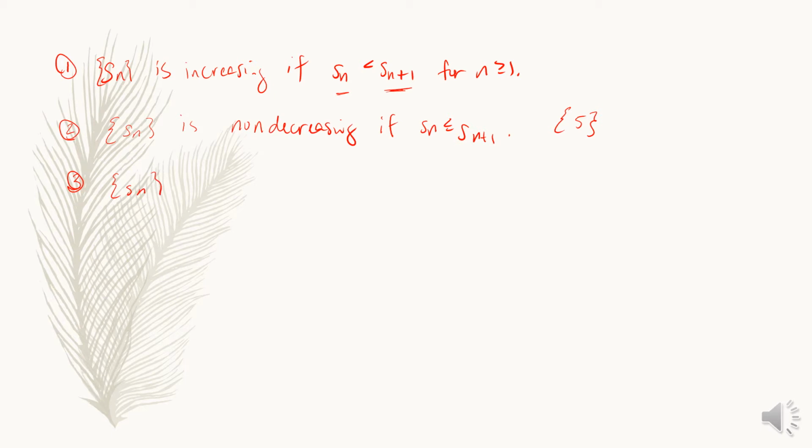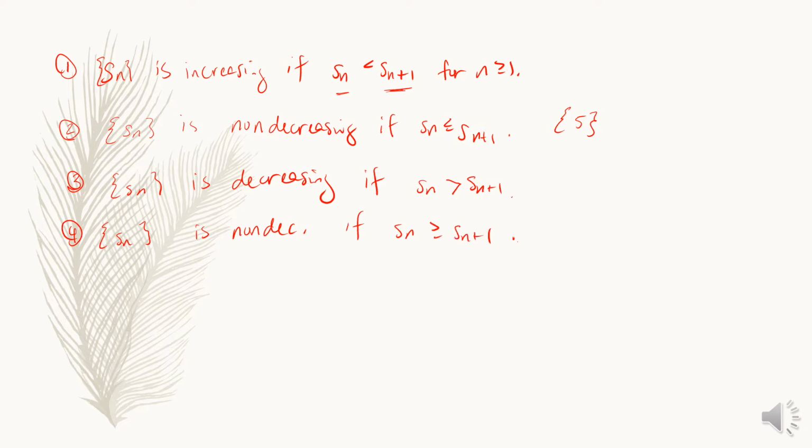We say that a sequence is decreasing if, so now the relation between the two terms, I want the next term to be smaller, so I'll say Sn is greater than Sn plus 1, and we say that a sequence is non-increasing if, and I'm just going to replace that greater than with the greater than or equal to. So Sn is greater than or equal to Sn plus 1. So this sequence of just 5, it's non-decreasing and it's also non-increasing.